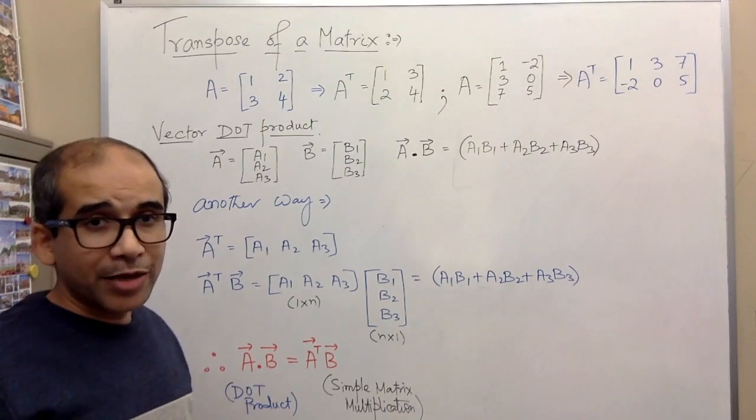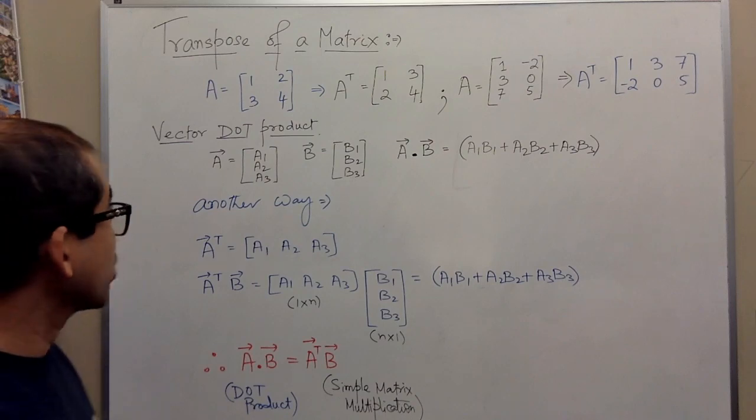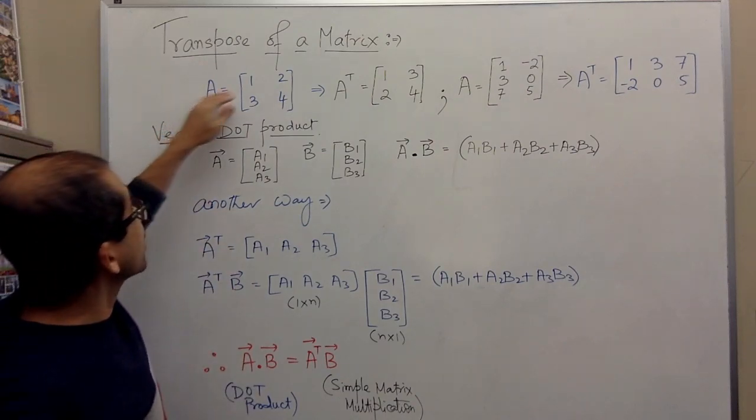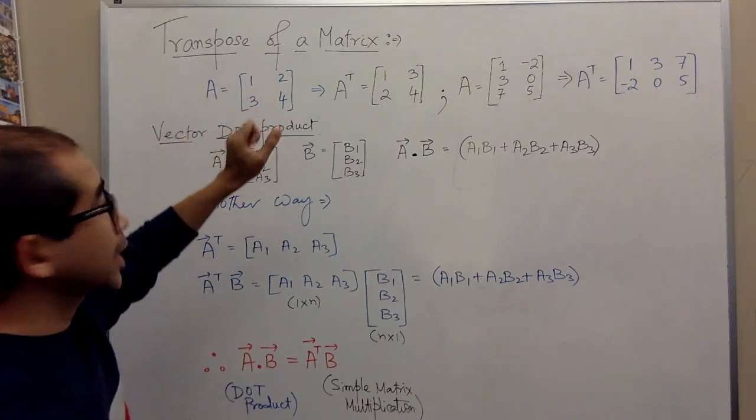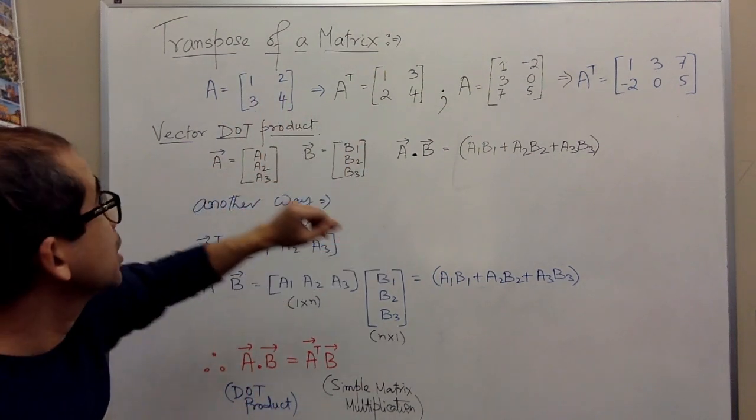The transpose of a matrix. Okay, this is the important concept, and it's easy to understand in general. So let's say A is a matrix where the first row is 1 2 and the second row is 3 4, and then A transpose will be the rows and columns interchanged.